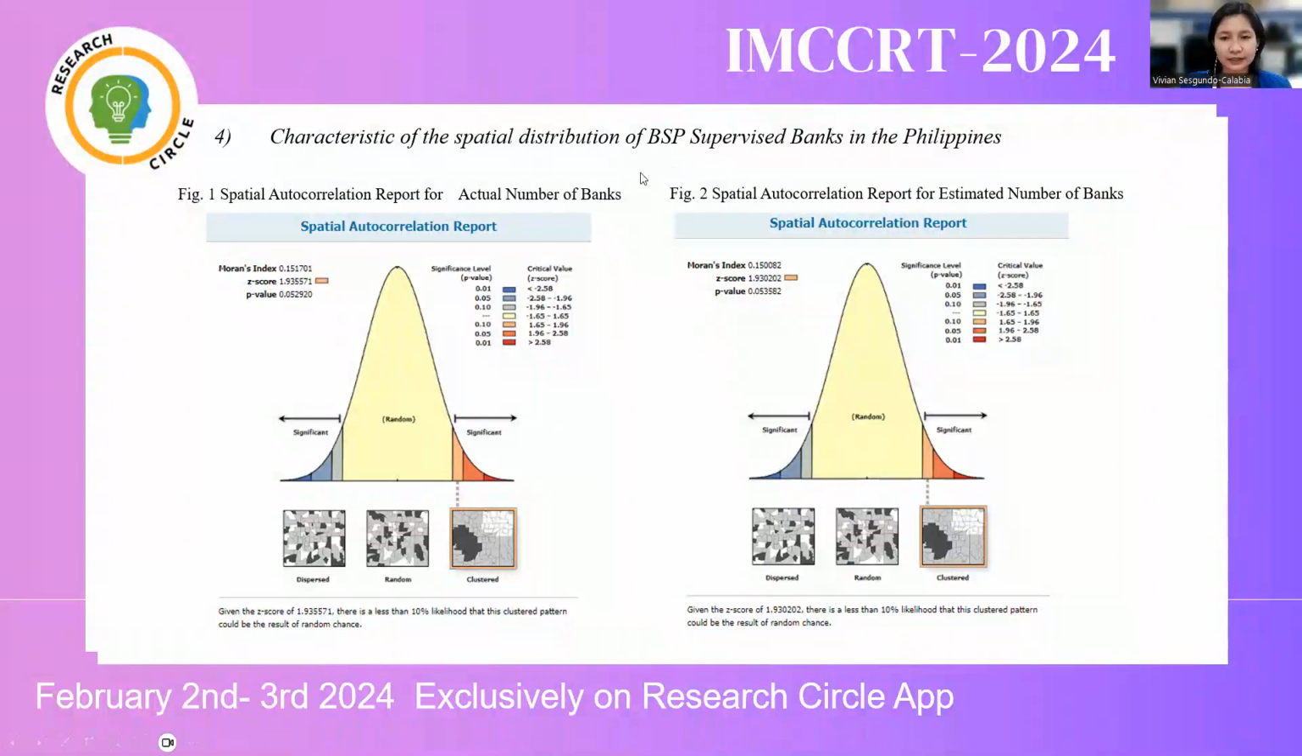So running Moran's I, we found out that for the actual number of banks and the estimated number of banks using the model we selected, the spatial distribution of the number of banks is both clustered. This means that the number of banks, or the physical banks, offices, and branches, are clustered in some regions.